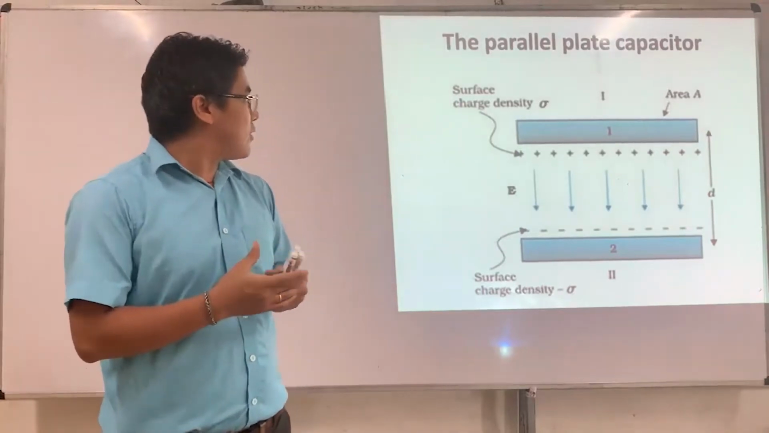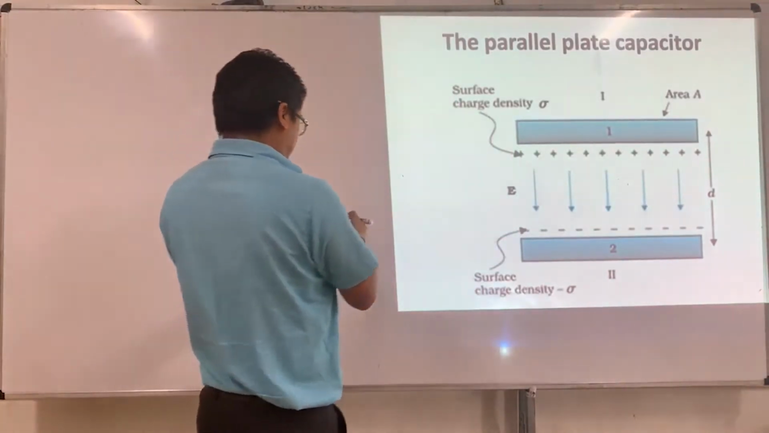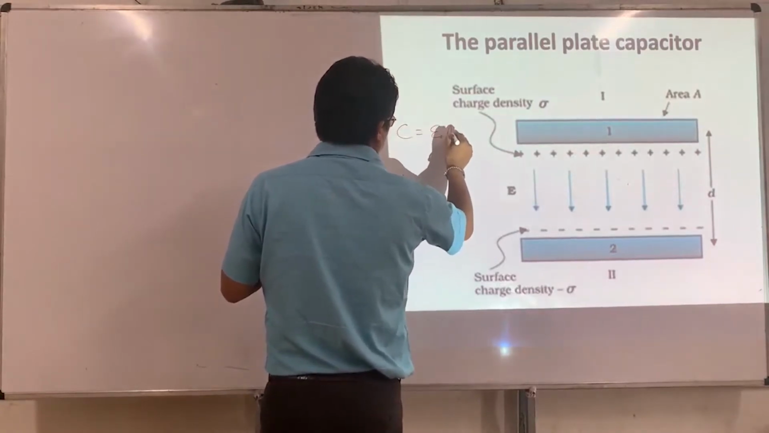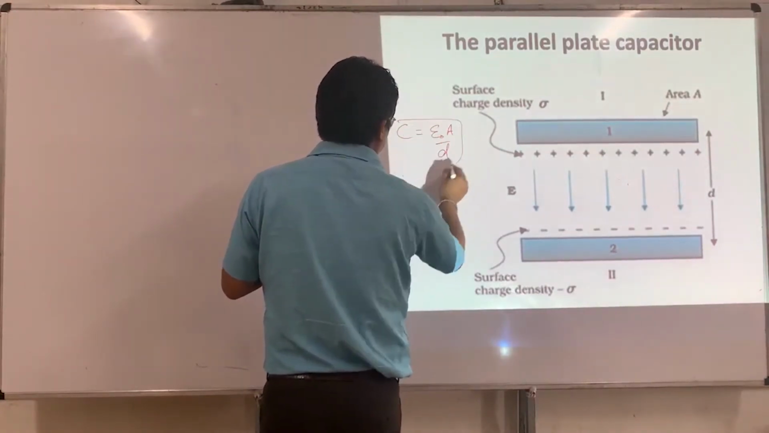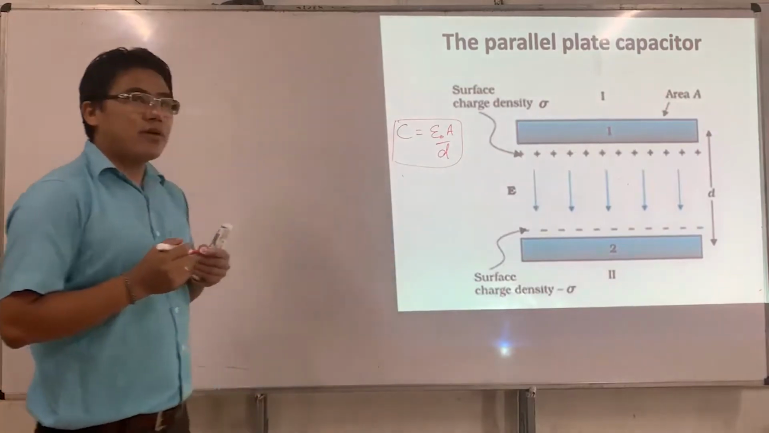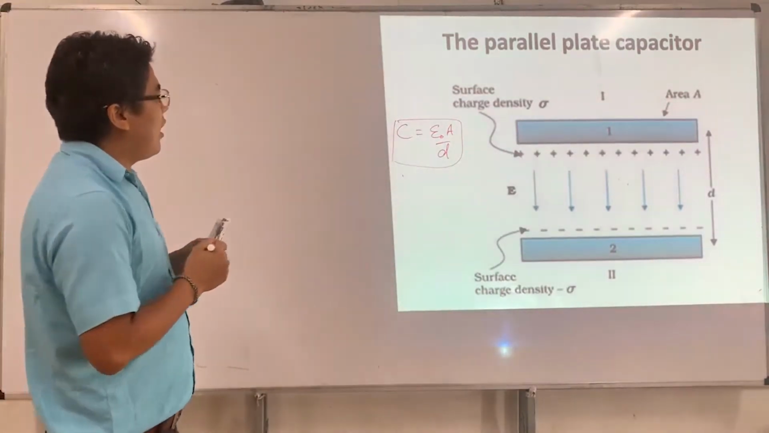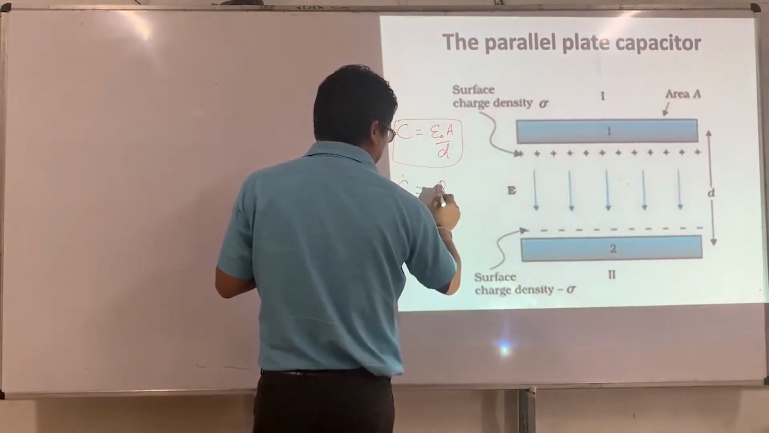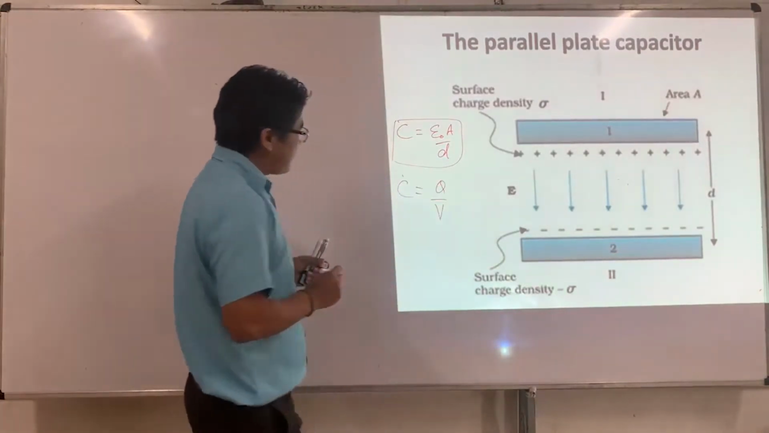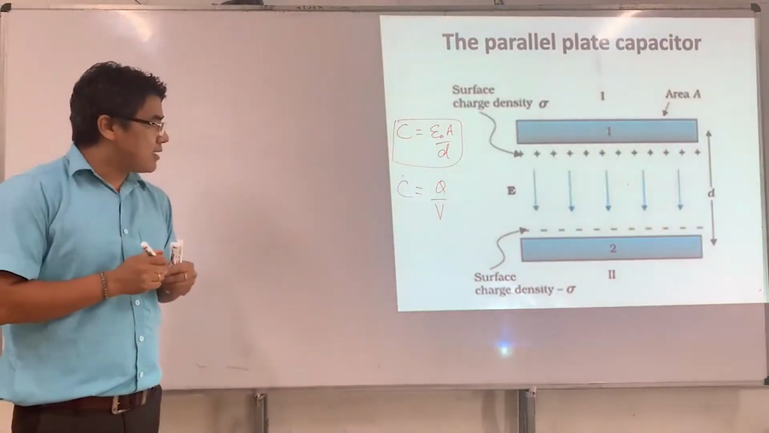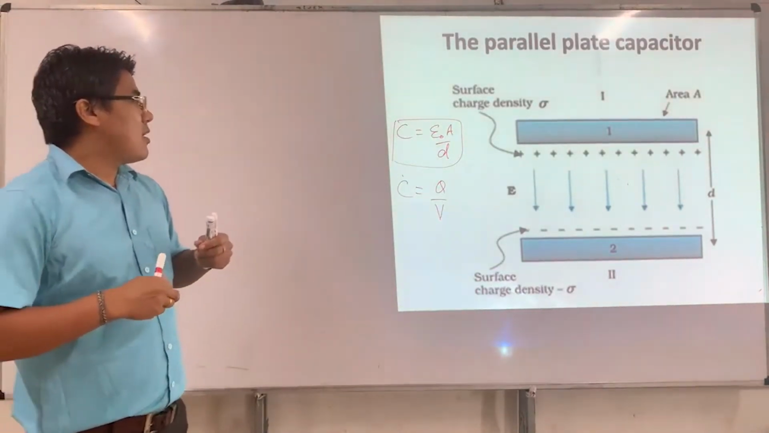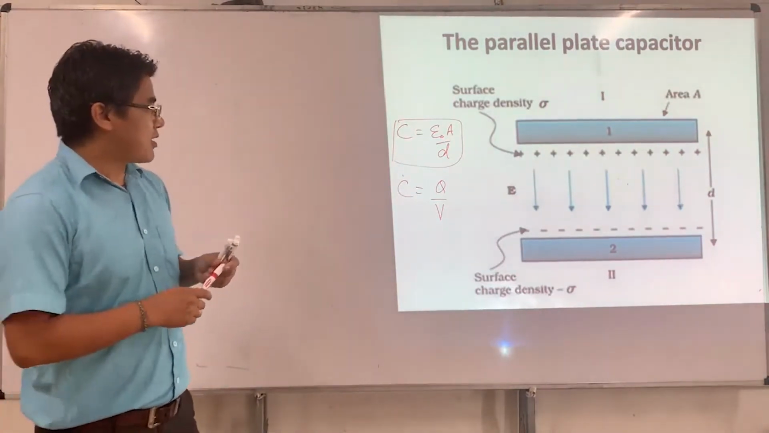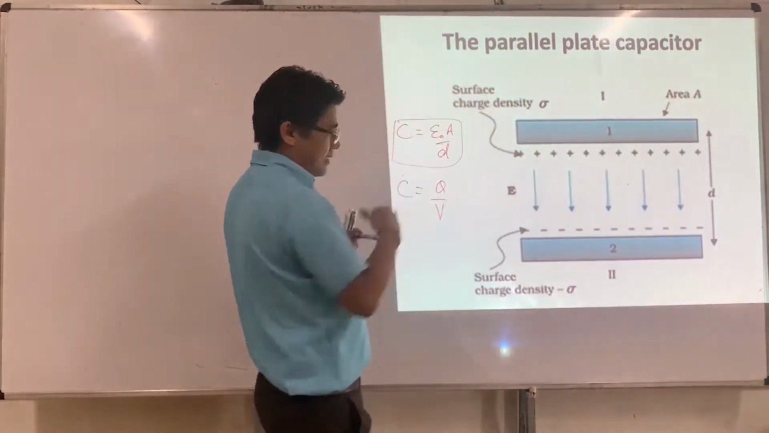So the capacitance of a parallel plate capacitor is given by epsilon naught A divided by d. This is the formula for capacitance. And then capacitance can be defined as charge divided by potential difference. This is what we have defined, charge per unit potential difference, where the potential difference is between the two plates.